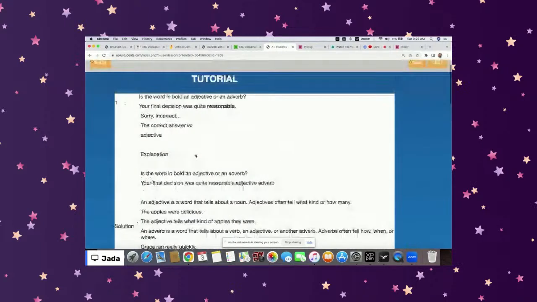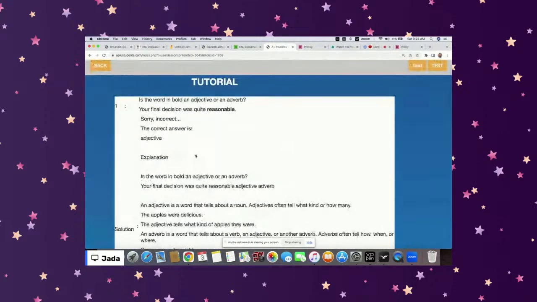And then now it's just for you to identify the words, which of course are the words in bold. Your final decision was quite reasonable. So is reasonable an adverb or an adjective? Reasonable is an adjective. So if you would have the adverb, it's going to be reasonably. Yes, you get it. Okay, perfect.